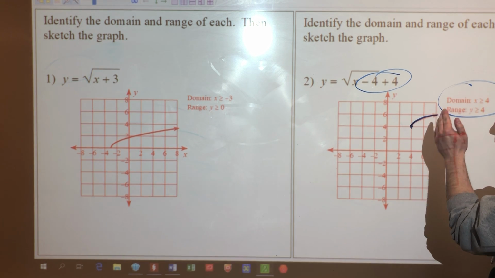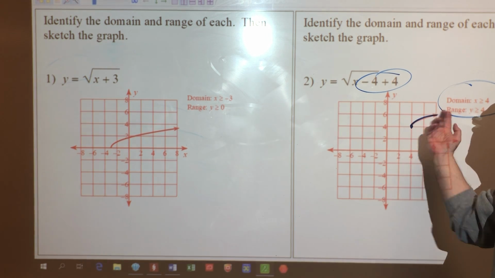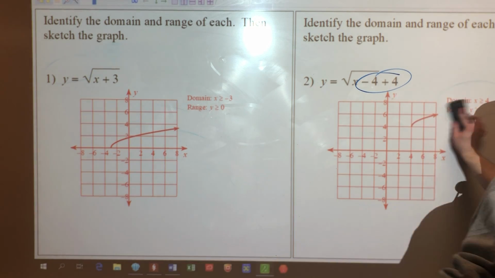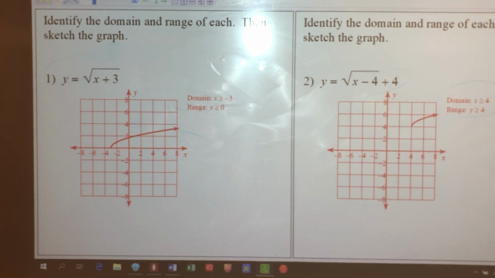I went from 0 to bracket 4, infinity, and because I went up 4 on the y-axis, I'm also going to make my range go up 4 as well. Case in point, range is bracket 4, positive infinity. I'm going to put 2 more up there just so you can see it before my phone dies, because I knew it was going to do that.